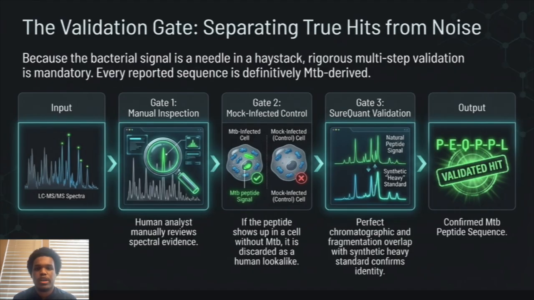In Figure 1b, look at donor B. They treated these cells with IFN gamma. And while the absolute number of MTB IDs went up slightly, the percentage relative to the host peptides remained extremely low.